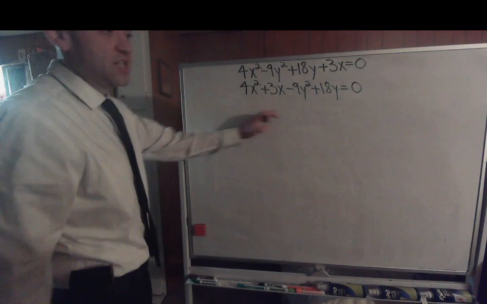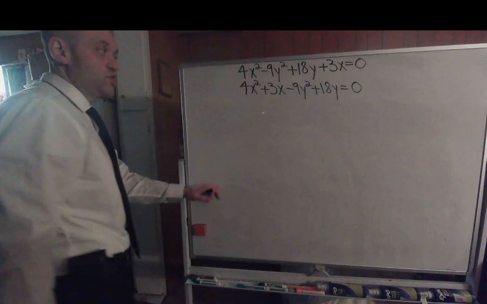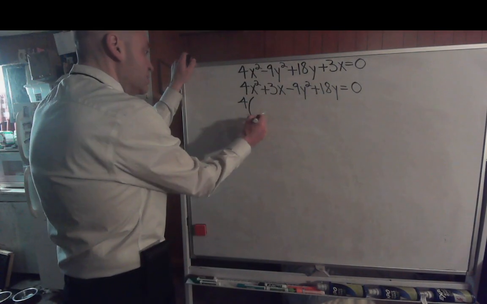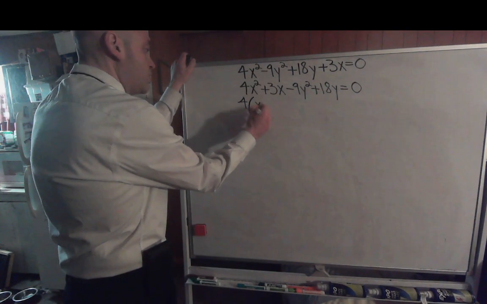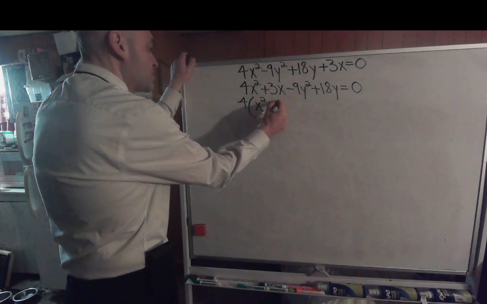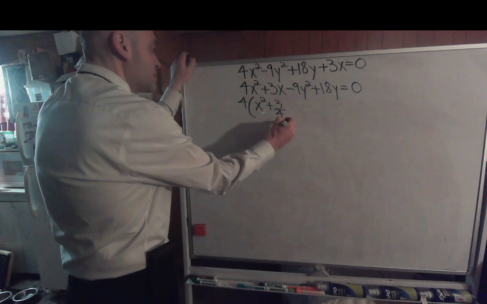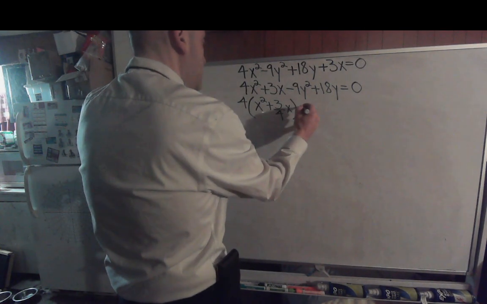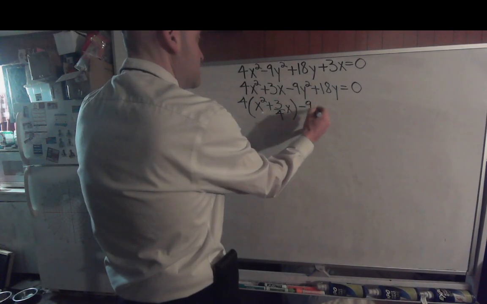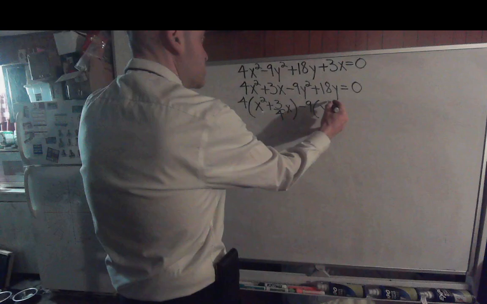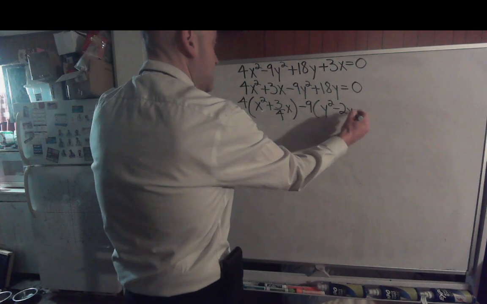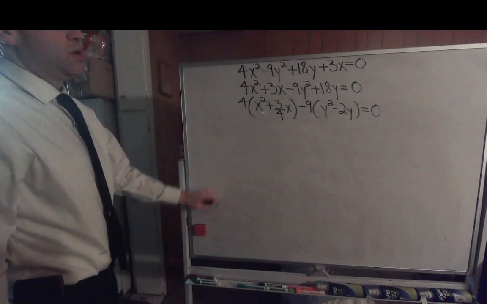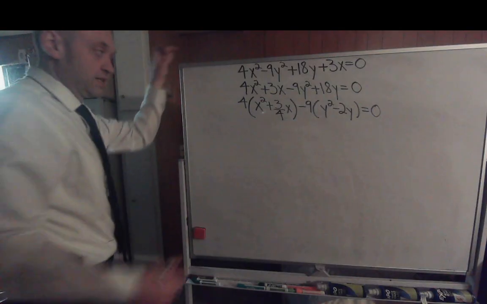Now for each of these we need to factor out the leading coefficient. So for your x terms, factor out the 4. You'll end up getting 4 times the quantity of x squared plus 3/4 x minus 9 times the quantity y squared minus 2y is equal to 0. Well, I think it's evident now we got to complete the square.